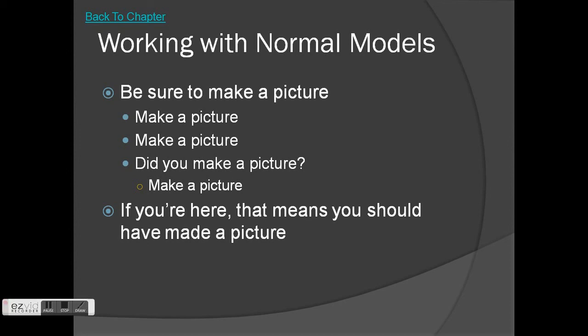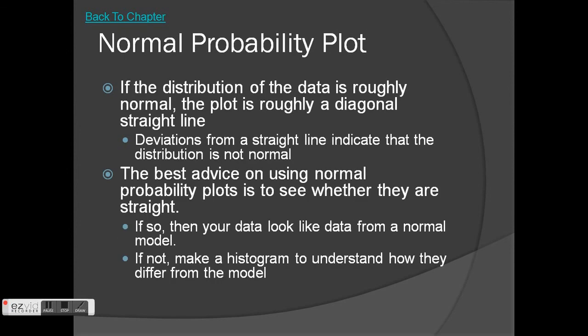Normal probability plot. If the distribution of the data is roughly normal, the plot is roughly a diagonal straight line. Deviation from a straight line indicates the distribution is not normal. The best advice on using normal probability plots is to see whether they are straight. If so, then your data looks like the data from a normal model. If not, make a histogram to understand how they differ from the model.